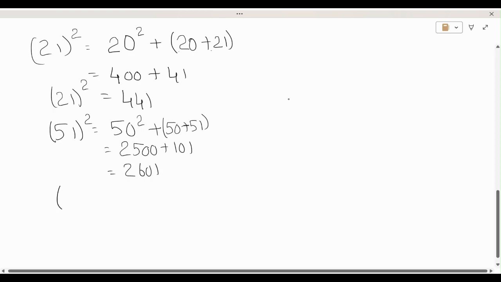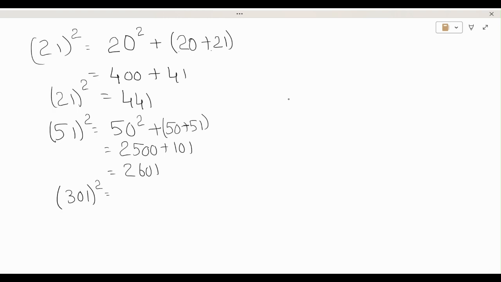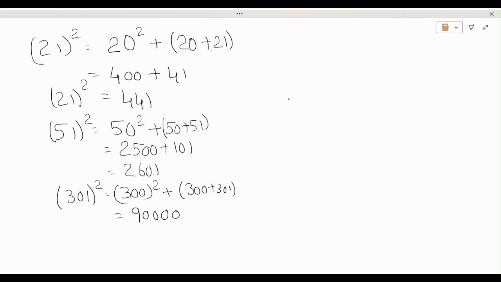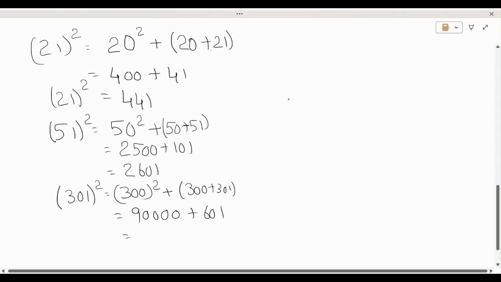Okay. Now let's say a bigger number like 301. The number before 301 is 300. So it is 300 square plus 300 plus 301. When you do that, it will become 9. Sorry. Since it's a square, you have to put 4 zeros. There are two zeros, so when it's squared, it becomes 4 zeros, plus 601. So when you add it, it will become 90601. Clear?